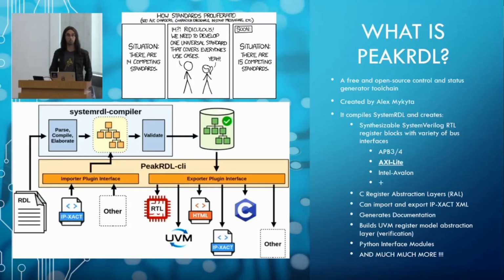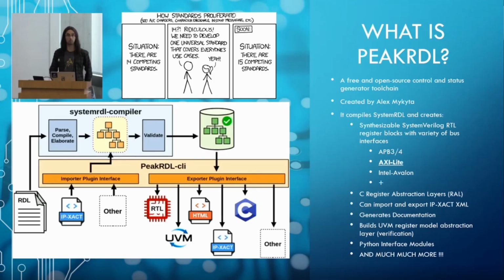What is PeakRDL? PeakRDL was invented by Alex Mitka, and it's essentially a compiler that takes SystemRDL and generates the following outputs. It generates synthesizable SystemVerilog RTL register blocks with a variety of bus interfaces: APB3 and 4, AXI Lite, and Intel Avalon, and more. There's more development going on every single day.